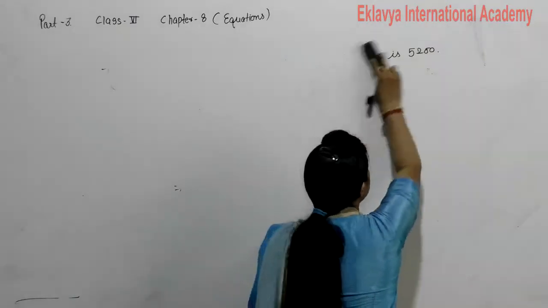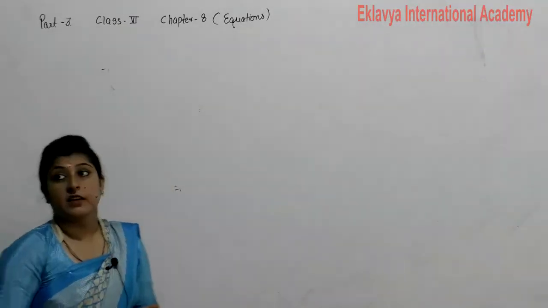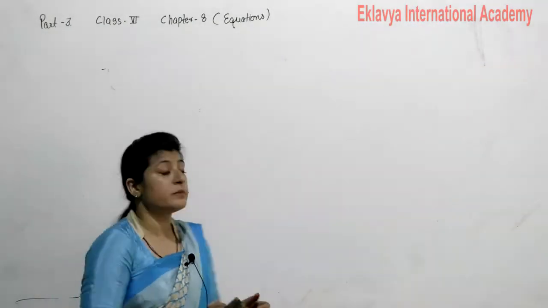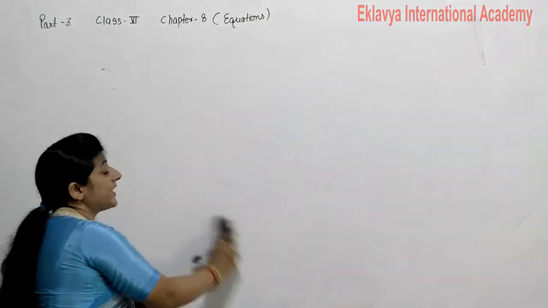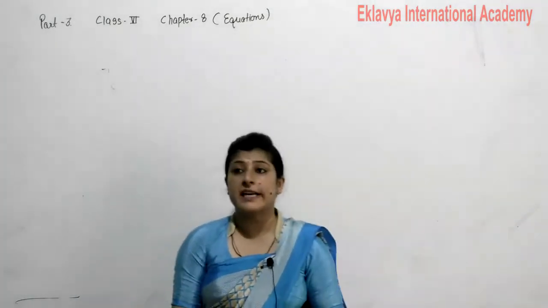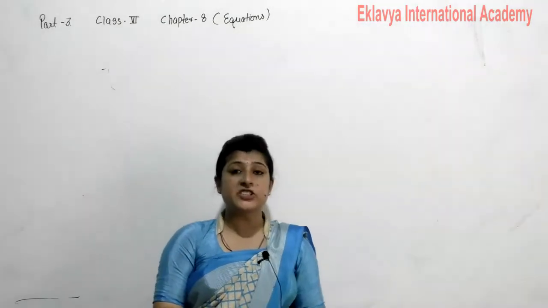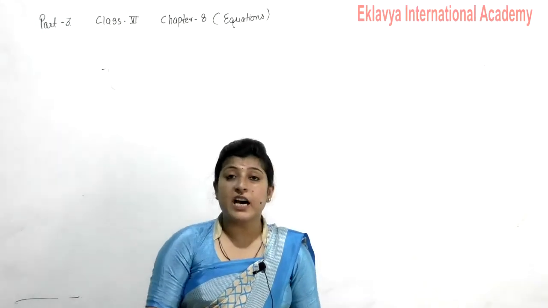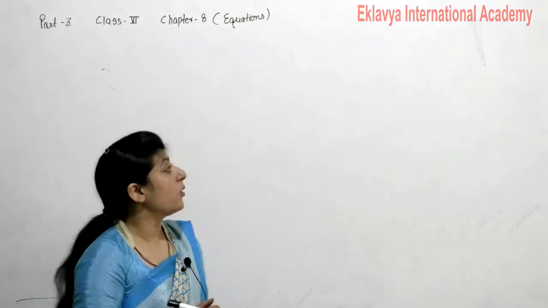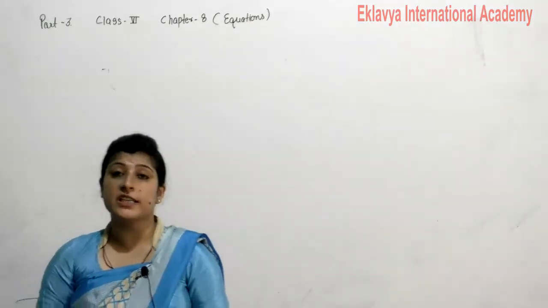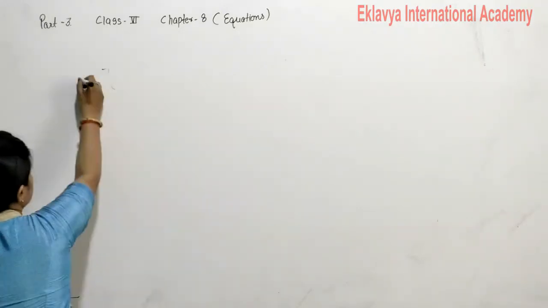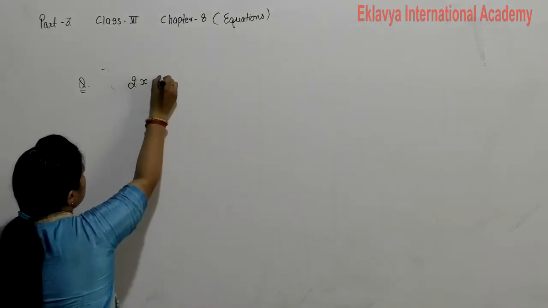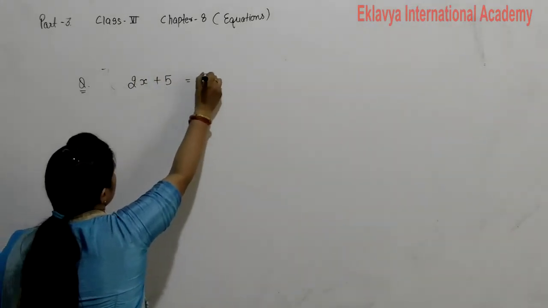Till now we discussed very simple problems, which we solve in a single step: plus changes into minus, minus changes into plus, multiplication changes into division, and division changes into multiplication. But now we will discuss how to solve a given equation in 2 steps. Suppose it is given to you 2x plus 5 is equal to 7.